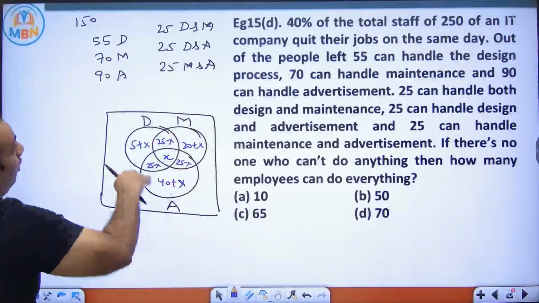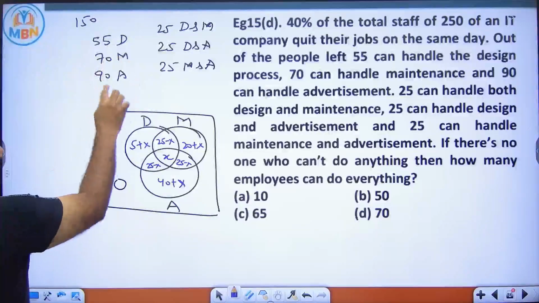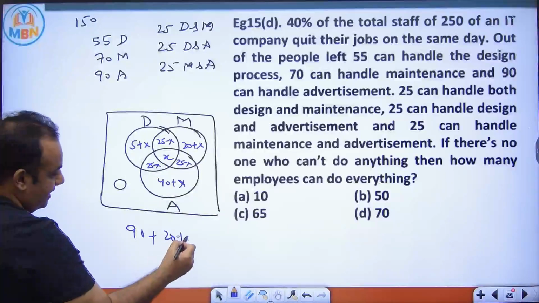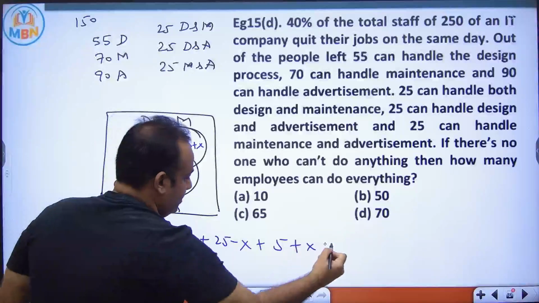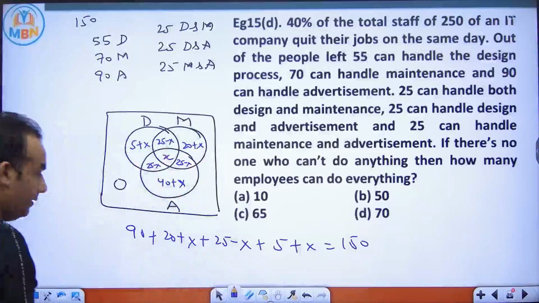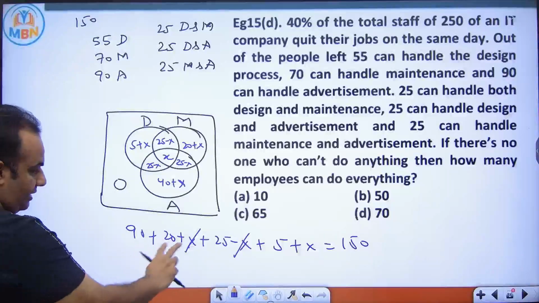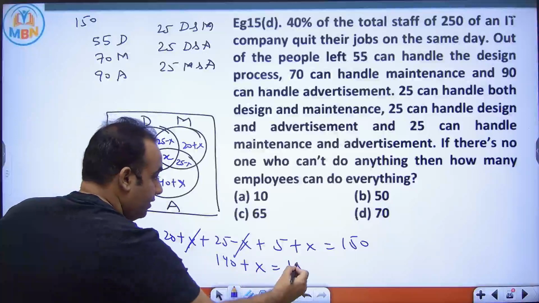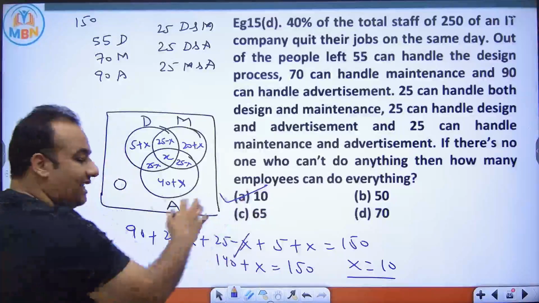And you know that all total is 150. Just add all the values and equate it to 150. Now I know that circle of A is 90. So I'm just writing 90 plus 20 plus X plus 25 minus X plus 5 plus X is equal to 150. So minus X plus X cancel. 90 plus 20, 110 plus 30, 140 plus X is 150. So value of X is what? 10. So mark the answer as 10.